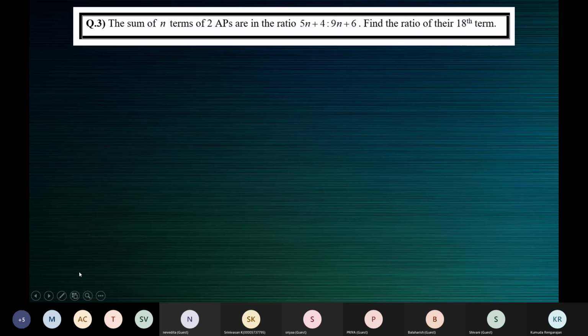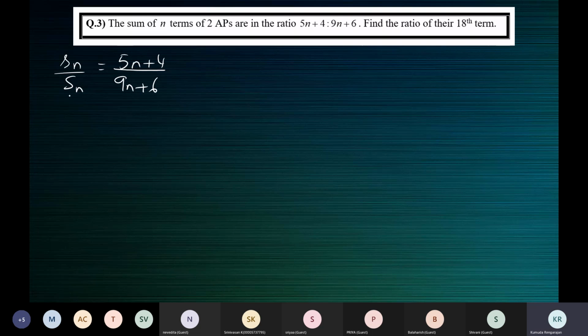Okay. So we'll work with the given. What is it that we are given? We are given that this one is 5n plus 4. So we need to work with this information given.